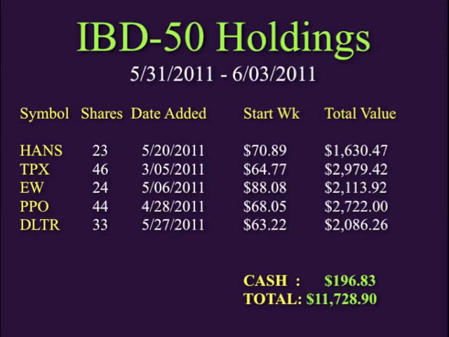And so our holdings going into this week, we got Hansen Natural in first place this week, starting out at $70.89. And Tempur Pedic continuing to perform. We got starting out $64.77. Edwards Lifesciences continuing to just go flatline, $88.08. And Polypore International surviving the portfolio, starting the week out at $68.05. And a new addition to the portfolio is Dollar Tree. We picked up 33 shares of that stock, and it's starting out at $63.22.